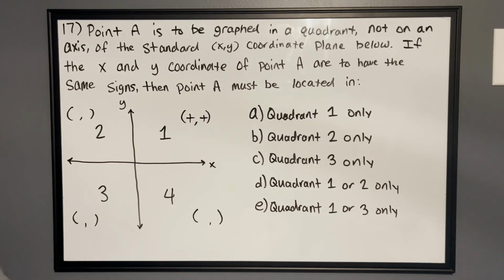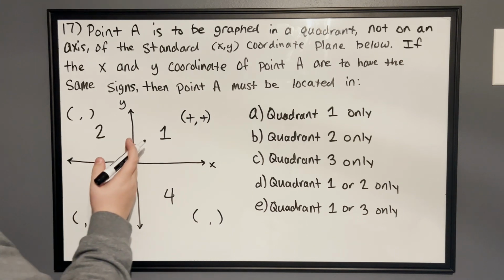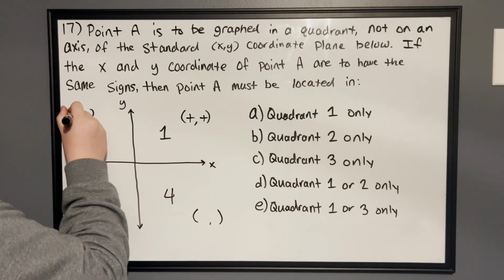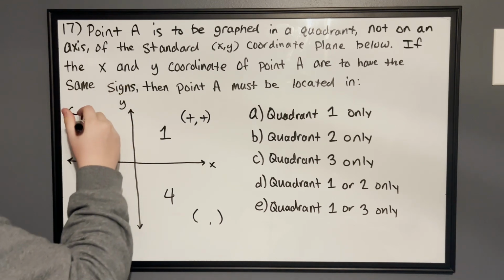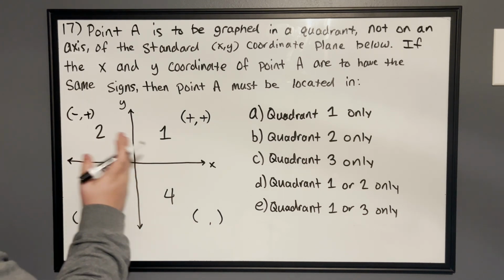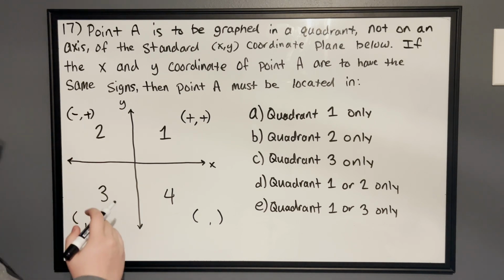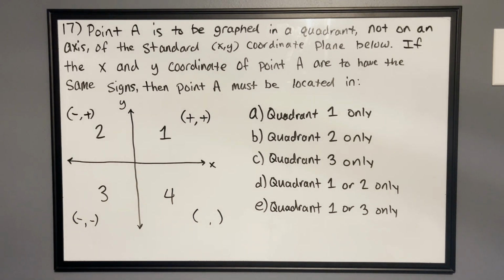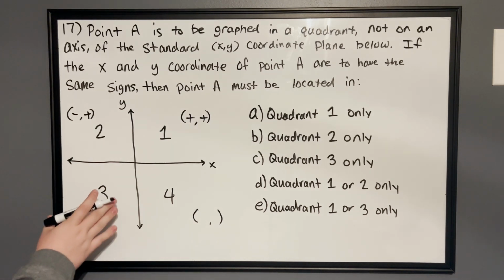They're both positive. Now in quadrant 2, we have x to the left of 0, which means the x coordinate is going to be negative, but the y coordinate is positive. So that tells us right there that quadrant 2 is not an option because the signs are different. Now for quadrant 3, we're to the left of the y-axis and below the x-axis, so that means it's going to be negative, negative. Both coordinates are going to be negative, so quadrant 3 is an option.